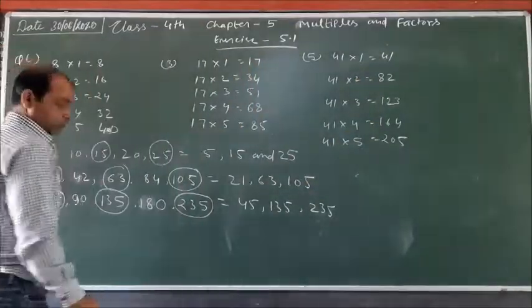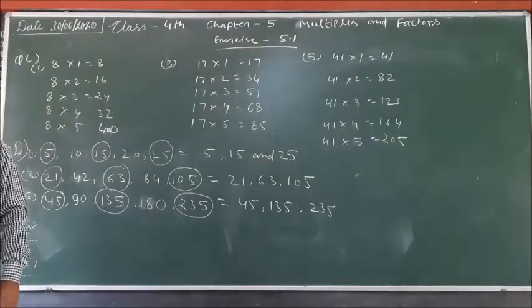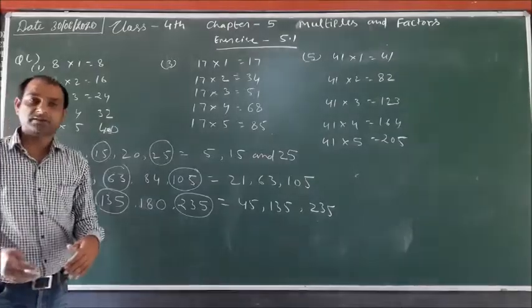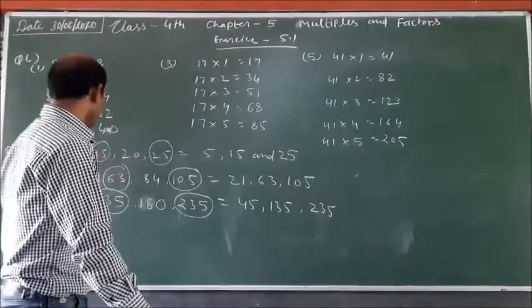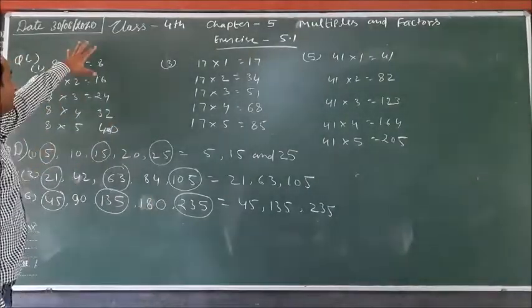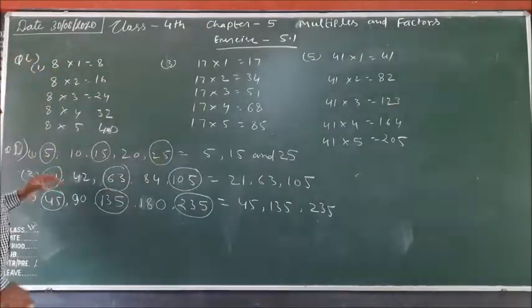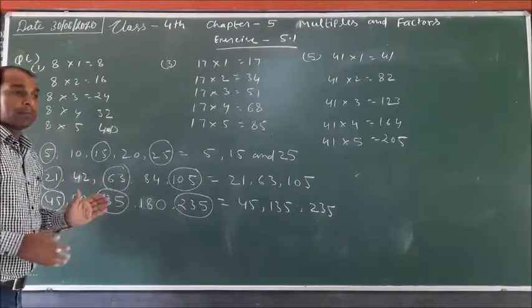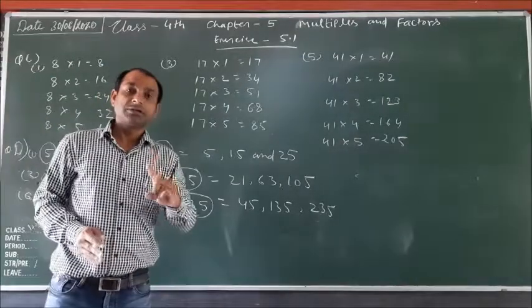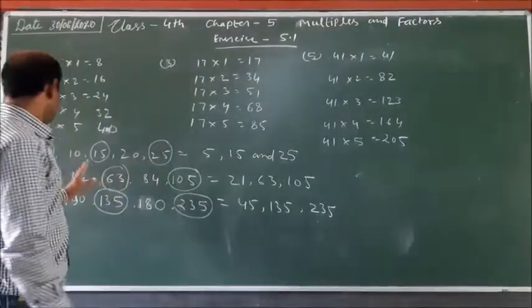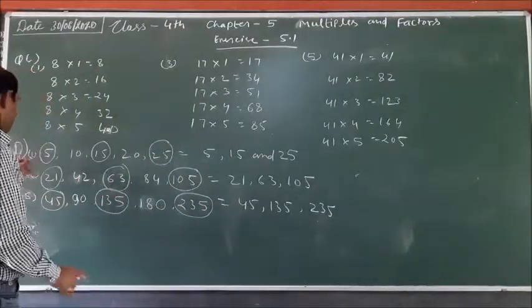In question number D, write the first 3 multiples of the following numbers that are odd. In this question, we write all the multiples, but in the solution we write only the odd multiples. So first we write the multiples of 5 in the question.